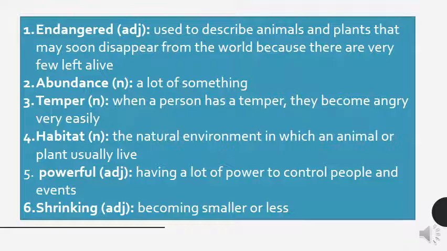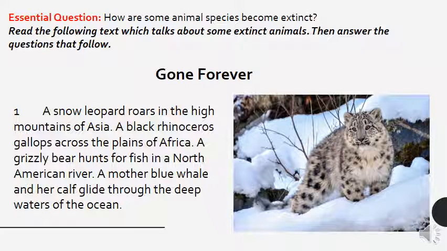Endangered, used to describe animals and plants that may soon disappear from the world because there are very few alive. Abundance, a lot of something. Temper, when a person has a temper, they become angry very easily. Habitat, the natural environment in which an animal or plant usually lives. Powerful, having a lot of power to control people and events. Shrinking, becoming smaller or less.